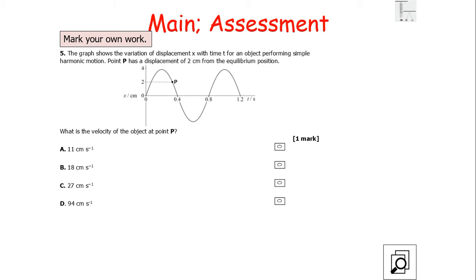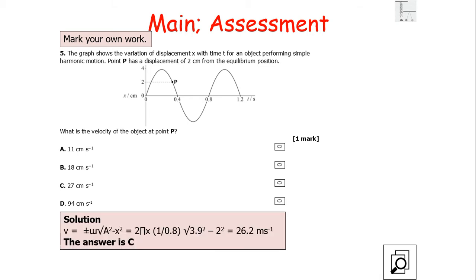The graph shows a variation of displacement x with time t for an object performing simple harmonic motion. Point P has a displacement of 2 centimeters from the equilibrium position. What is the velocity of the object at point P? So we've been given a displacement time graph. So what we can do with that is, therefore, we can use the equation v equals plus or minus omega times the square root of a squared minus x squared.